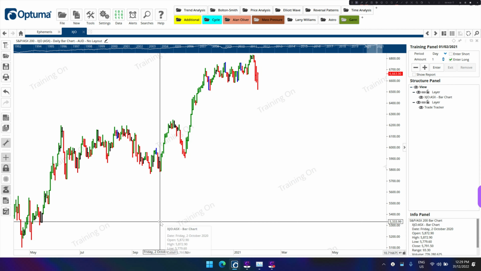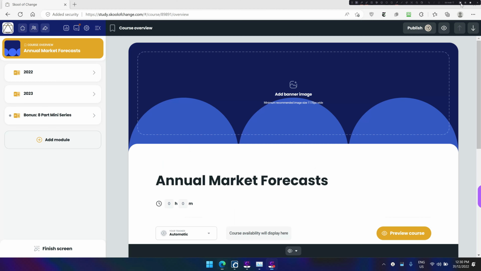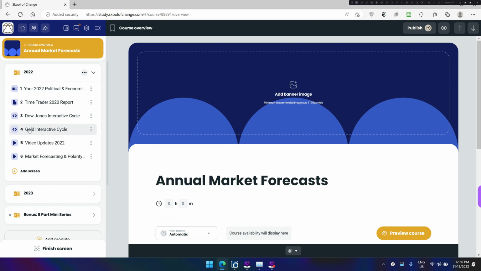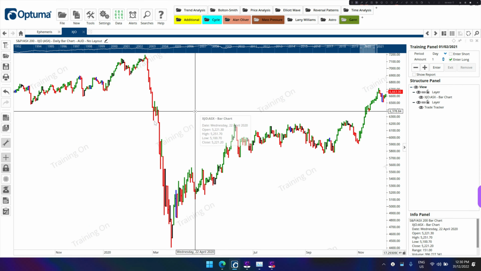So what I'm going to do now is switch over to our back-end portal, and I just want to show you another element of forecasting, okay? Just moving into our annual market forecast for 2022, I just want to show you the Dow Jones interactive chart for last year. Because what a lot of people do is they get into the habit of forecasting highs and lows.